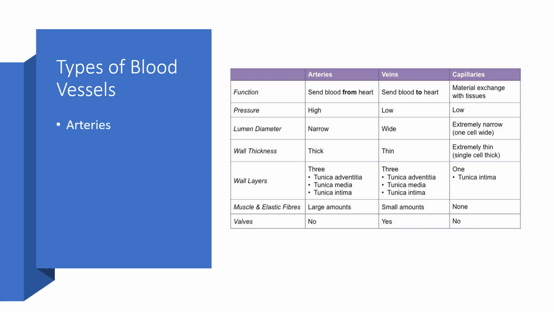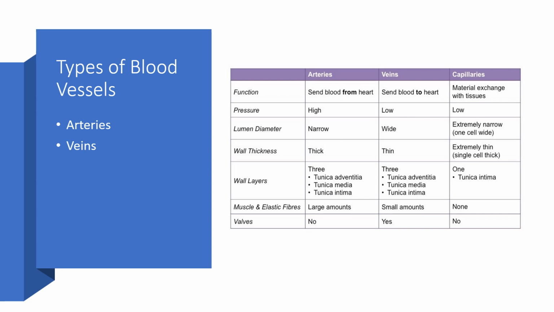You have arteries, which function to send blood from the heart. They are a high-pressure system. They have a relatively narrow lumen compared to veins. They have thick walls because they are dealing with a high-pressure system. They have three wall layers: adventitia, media, and intima. They have large amounts of muscle and elastic fiber, and they do not have valves.